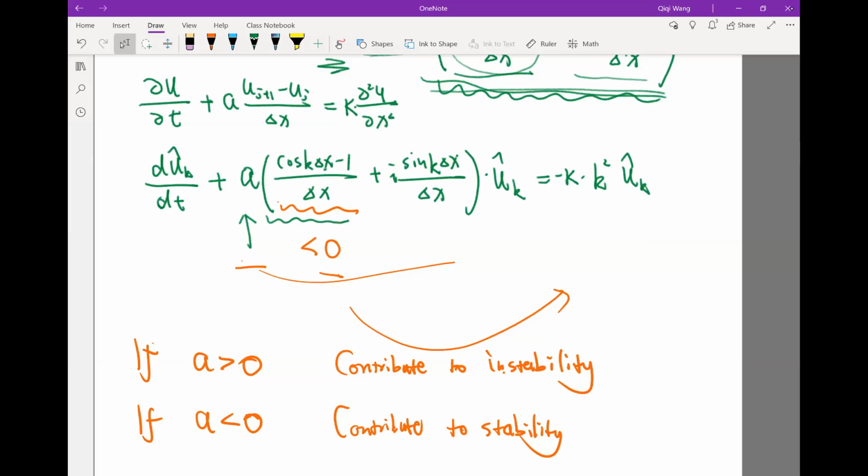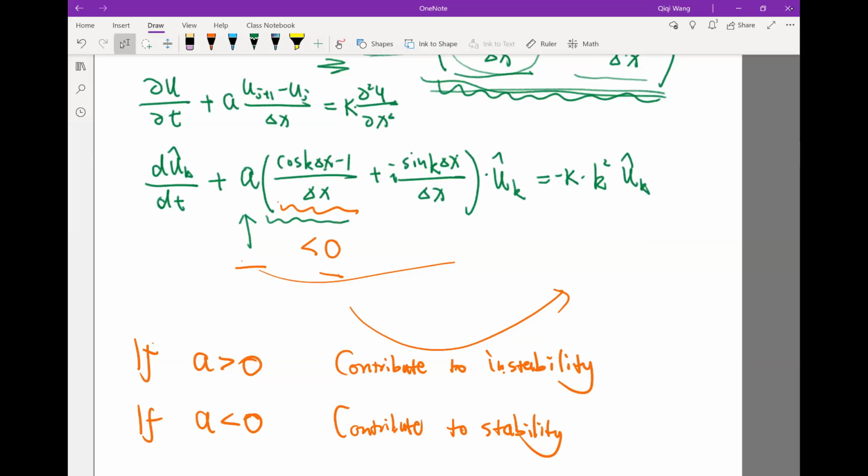In this case, we concluded that for any k, the contribution to stability is the same when we apply an upwinding or downwinding scheme. It just depends on the sign of a. And in reality, if you look at a different scheme, as long as some of the k's are going to be unstable, you get an unstable scheme, right? So essentially, you want your scheme to be contributing to stability for all the k's.